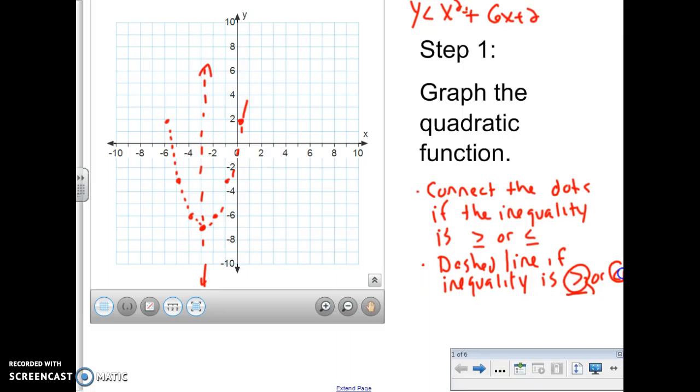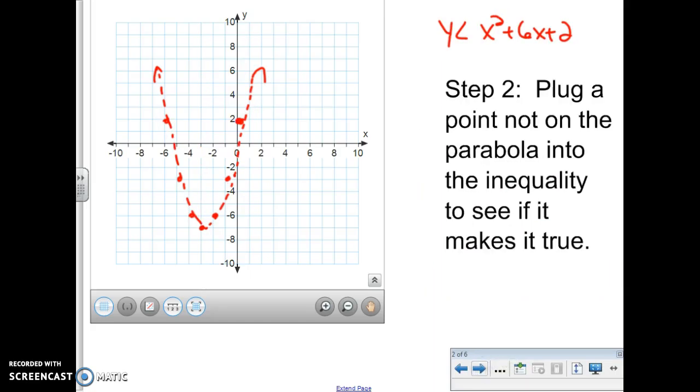Okay, and now we move on to the next step. I want to find all the solutions that make that inequality true. Now, in order to do that, I'm going to plug a point into the inequality to see if it makes it true. It has to be not on the parabola. So, just say hypothetically, I'm going to choose point -3, 0. It's not on the parabola, so let's just see what happens.